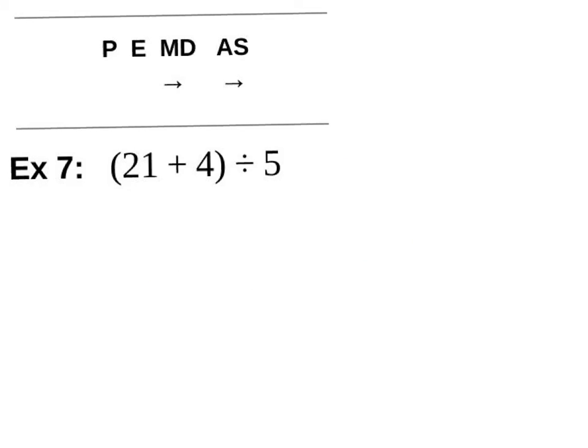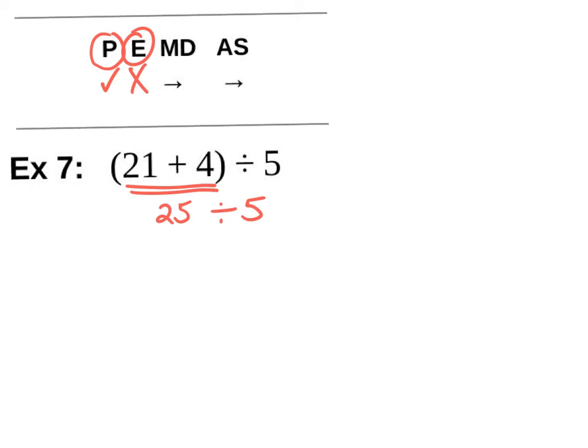Let's see how you did on example 7. Step 1, parentheses. We're going to do what's in those parentheses. 21 plus 4, which is 25. Write everything else as it was and go to step 2, which is exponents. I don't see any exponents.